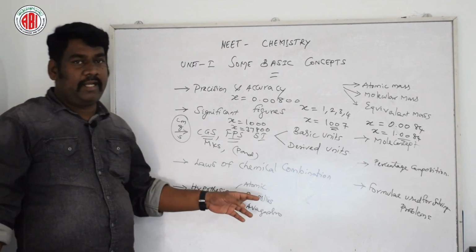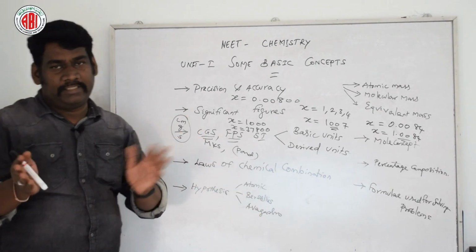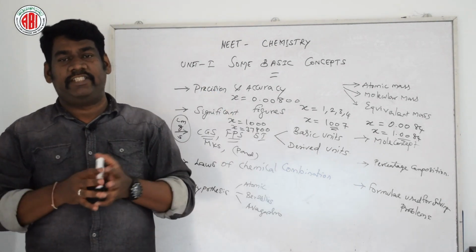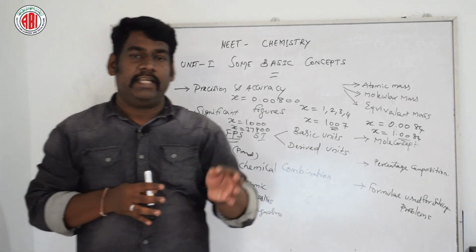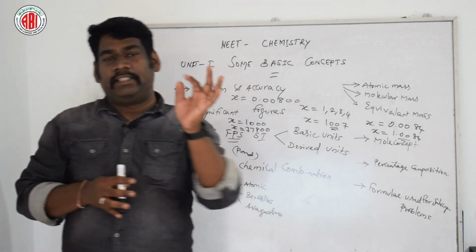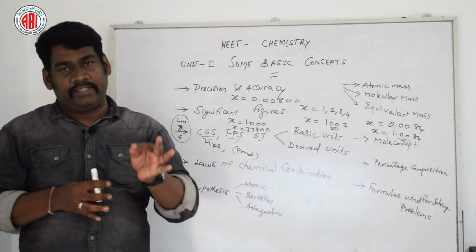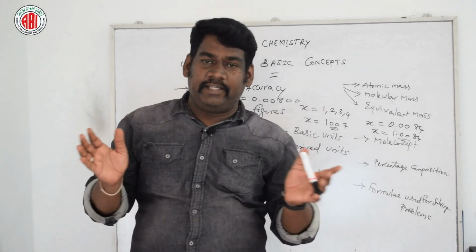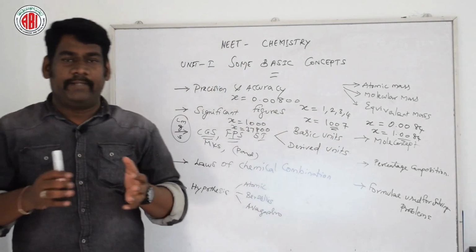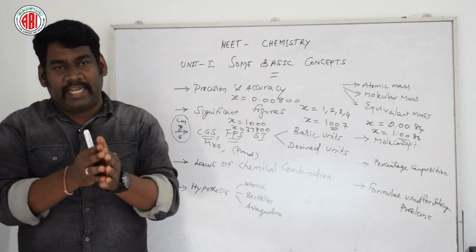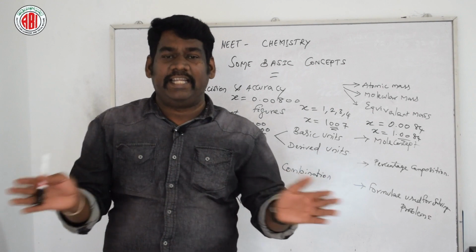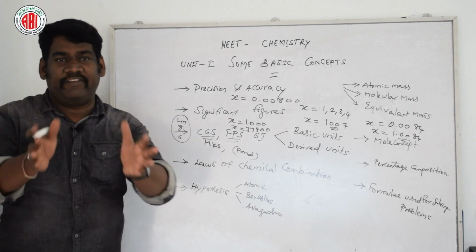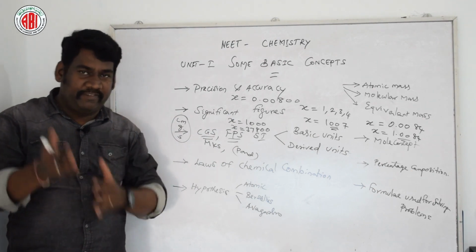The first one is the atomic hypothesis, which was given by John Dalton. According to him, elements are composed of extremely small particles called atoms, and they can take part in chemical combination. They are involved in any chemical reaction. All the atoms of a given element are identical. If you take different elements, all the atoms of each element are identically similar. Atoms of different elements possess different properties, including different masses.